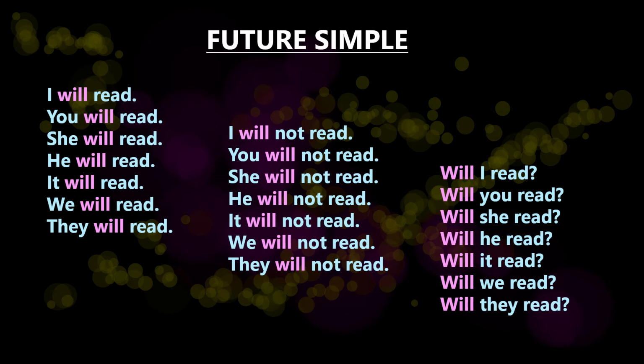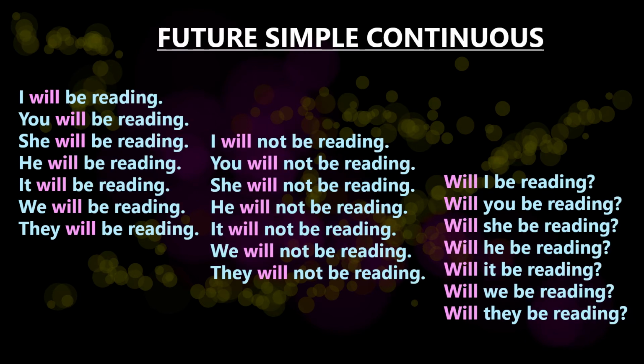They will not read. Will I read? Will you read? Will she read? Will he read? Will it read? Will we read? Will they read? Future simple continuous. I will be reading. You will be reading. She will be reading. He will be reading. It will be reading. We will be reading. They will be reading.